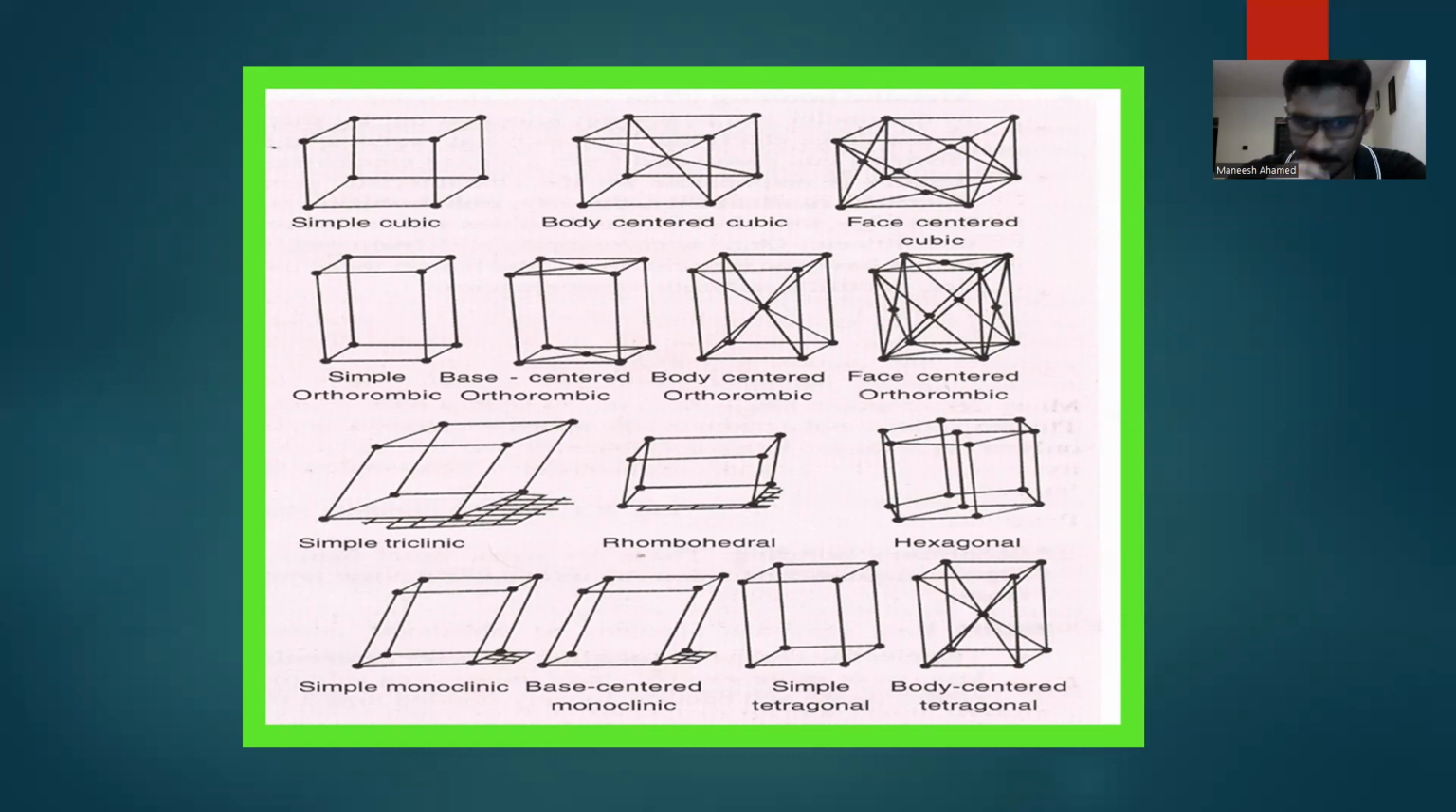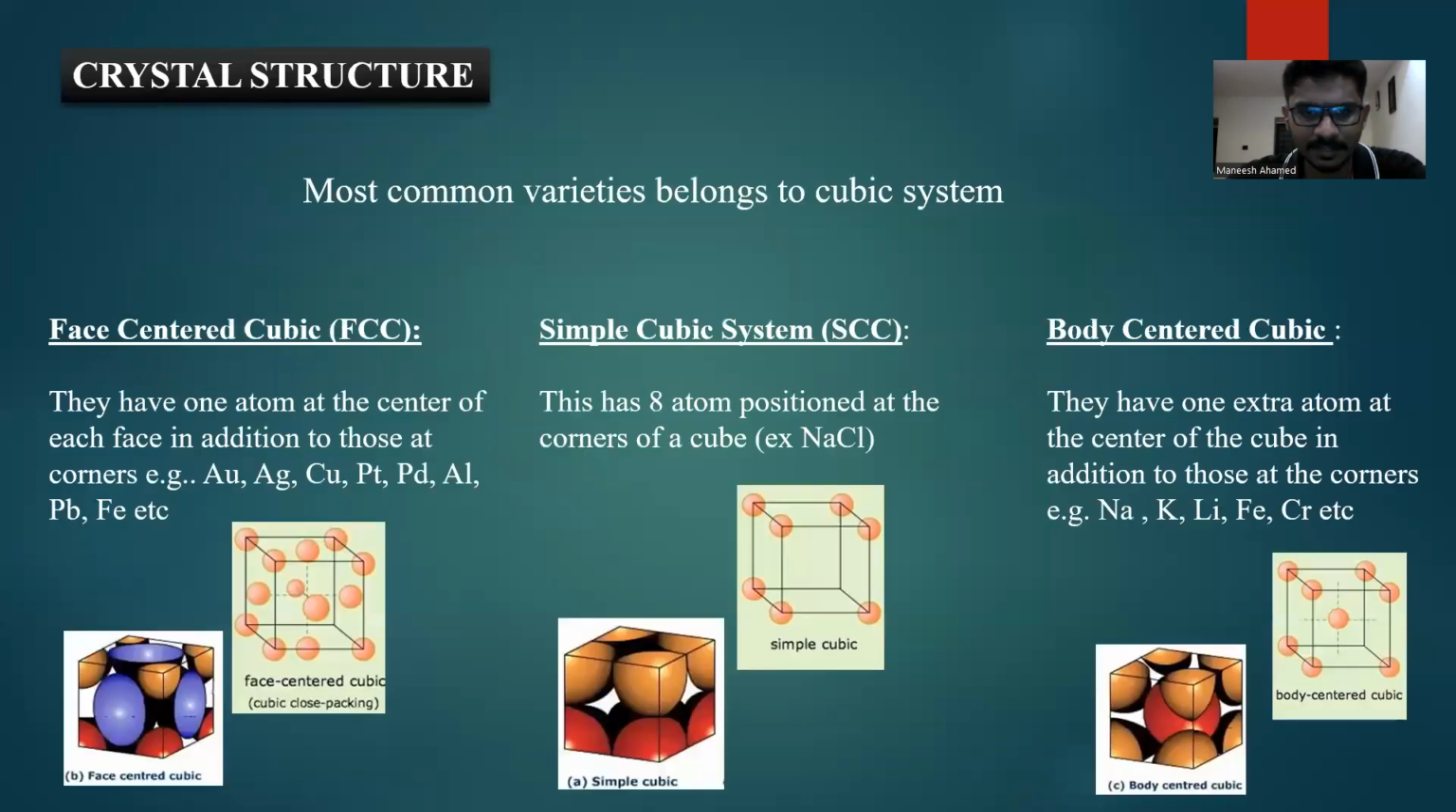Among these 14, only a few are very commonly seen. These three basic crystal lattice structures are the most commonly encountered. The most common varieties belong to the cubic system, that is, face-centered cubic or FCC. They have one atom at the center of each face in addition to those at the corners. For example, gold, silver, copper, platinum, palladium, aluminum, lead, iron, etc.